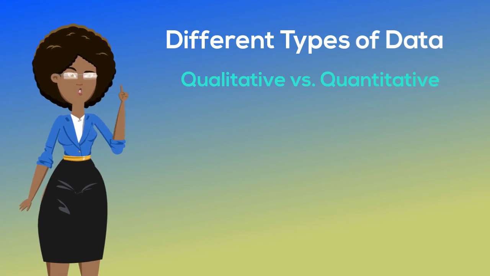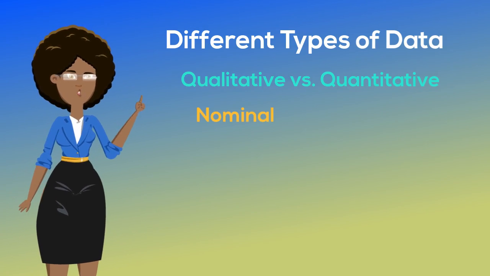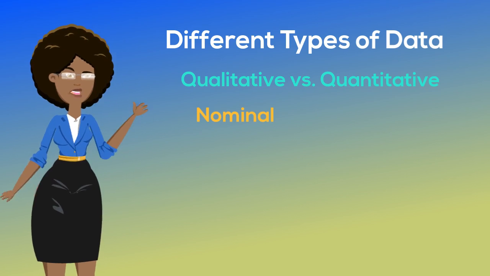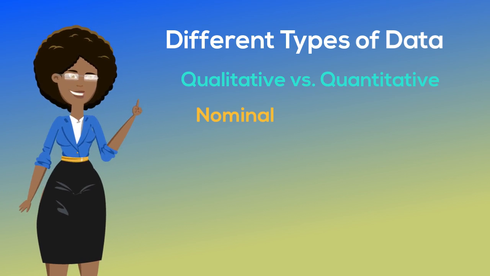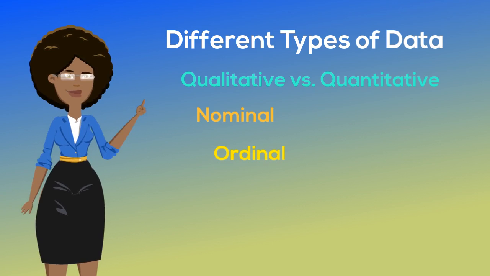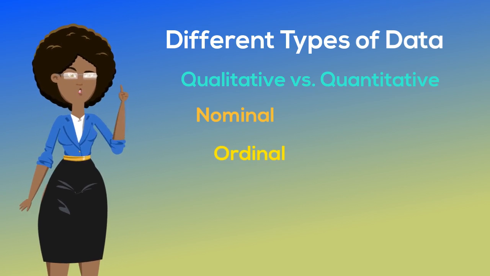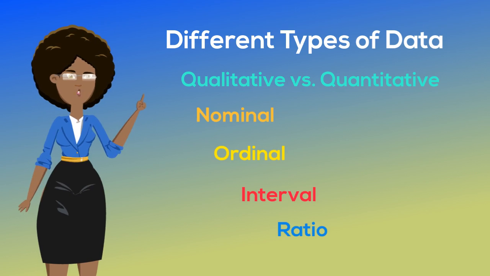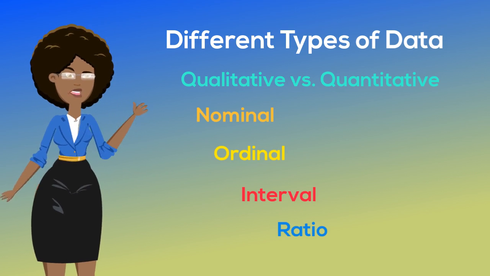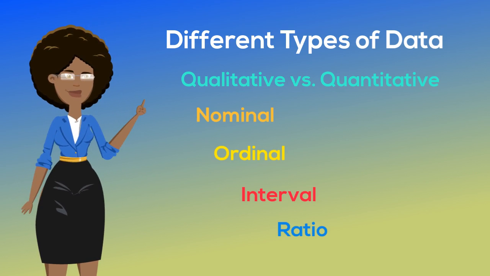There are four different data categories. First, we have nominal data, which are categories such as race and religion. Next, we have ordinal data, which are data that can be ranked, such as first, second, or third. And last, we have interval and ratio data, which are numbers such as temperature or weight.